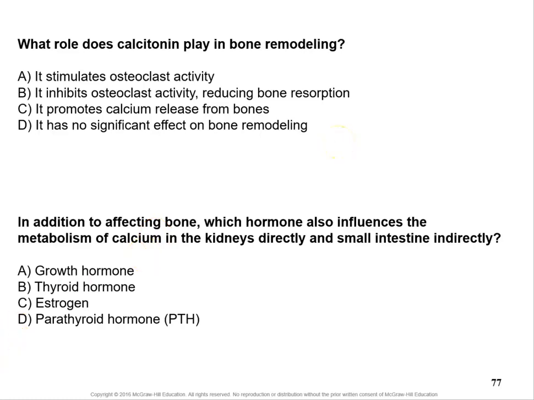In addition to affecting bone, which hormone also influences the metabolism of calcium in the kidneys directly and the small intestine indirectly? This is going to be D, parathyroid hormone. So remember, it's going to increase the conversion of vitamin D to calcitriol, and indirectly, because you've increased calcitriol, it's going to increase uptake of calcium in the small intestine. So parathyroid hormone has a role in both the kidneys and the small intestine, albeit indirectly.